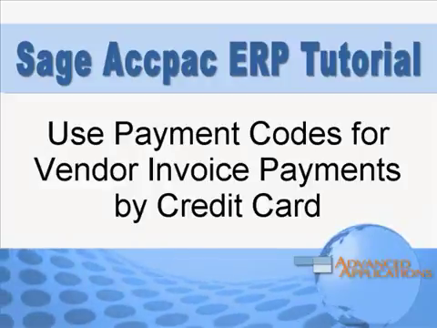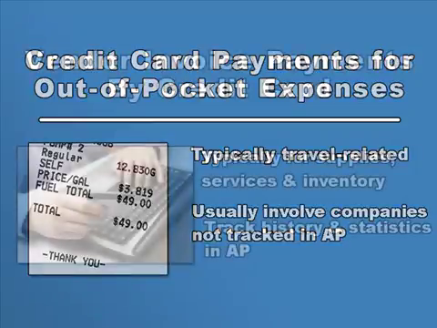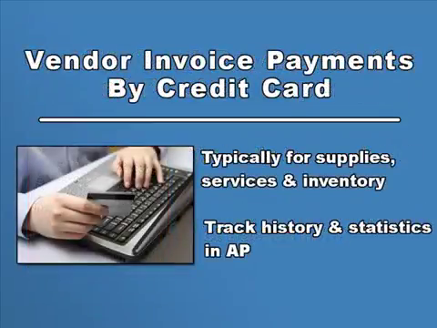In most businesses, credit cards are typically used for business-related out-of-pocket travel expenses such as restaurants, gas stations, and hotels, and these transactions involve companies that we normally do not want to track in accounts payable. However, when we pay a vendor in accounts payable with a credit card, we need a way to record such a payment and maintain all of the history and activity statistics normally associated with invoices and payments to vendors.